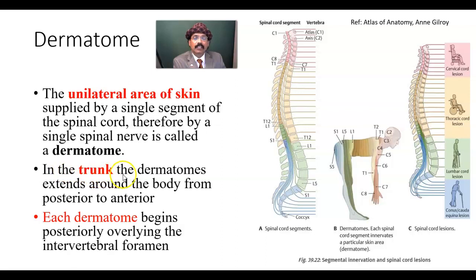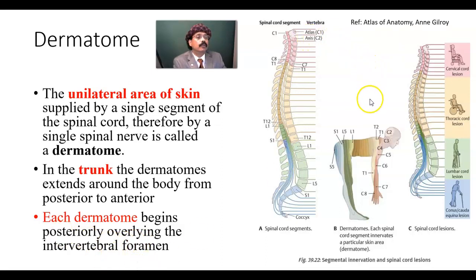In the trunk, the dermatomes extend around the body from posterior to anterior, from the posterior median line to the anterior median line. Each dermatome begins posteriorly overlying the intervertebral foramen. The intervertebral foramen is the passage for the spinal nerve, and it is the area where we find the dorsal root ganglion.